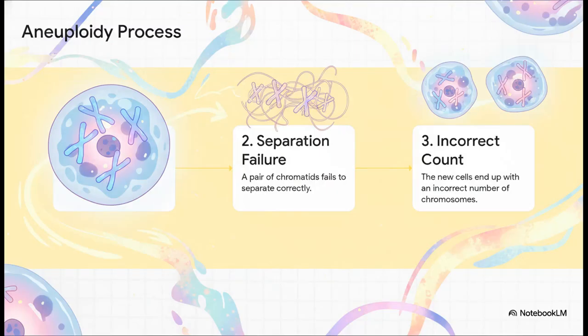And this process, it has a name. Aneuploidy. You can see it laid out pretty clearly here. So you see the cell, it's prepping to divide. Then, bam! Step 2, a pair of chromatids, which are basically just identical copies of a chromosome that are still attached, they fail to pull apart correctly. And the result, as you can see in step 3, is that the new cells wind up with either one too many or one too few chromosomes.